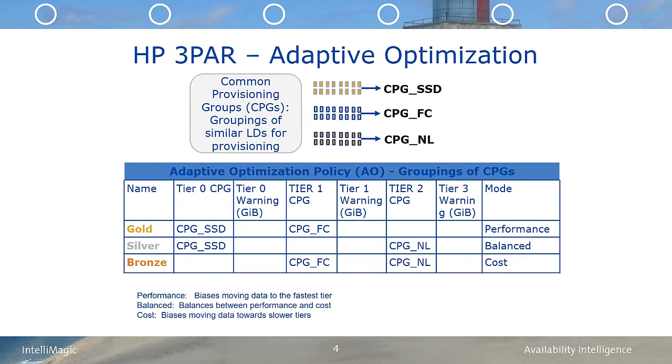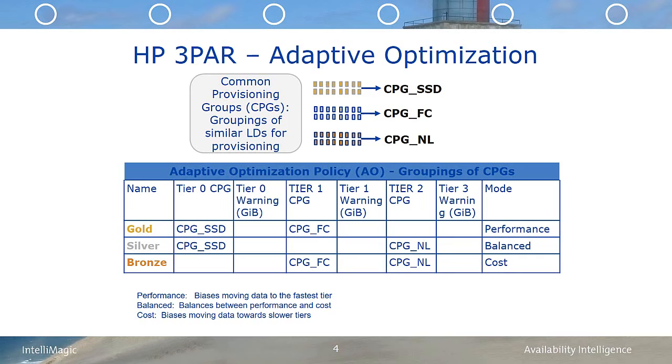HP 3PAR's auto-tiering technology is called adaptive optimization. Let's take an example. In this case, there are 3 CPGs, SSD, fiber channel, and nearline. Let's take a look at the policies. We have a gold policy which has both SSD and fiber channel and a mode of performance. This instructs adaptive optimization to promote as much activity to the SSD tier as possible.